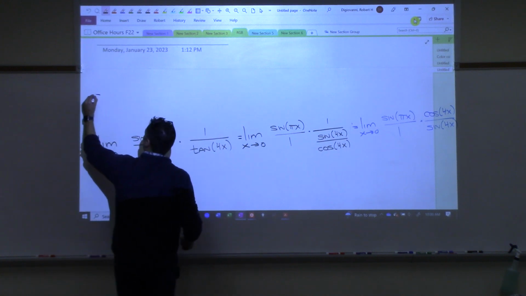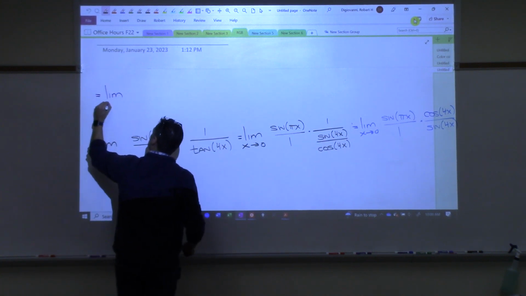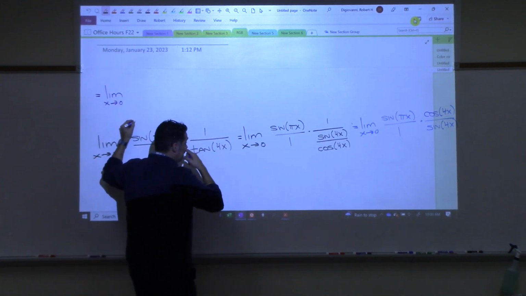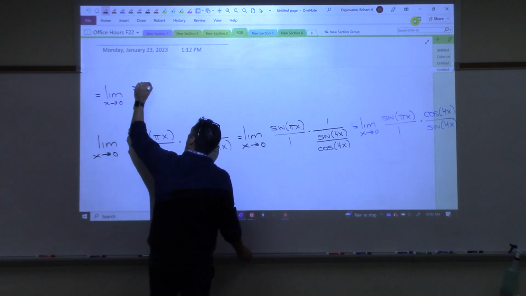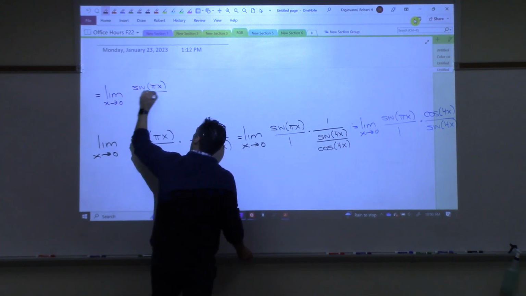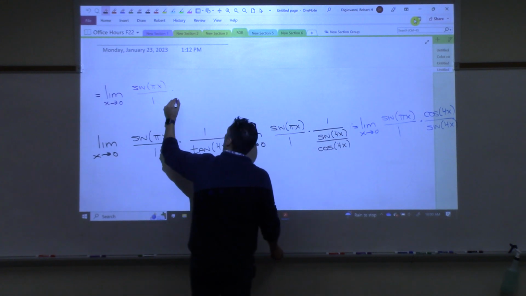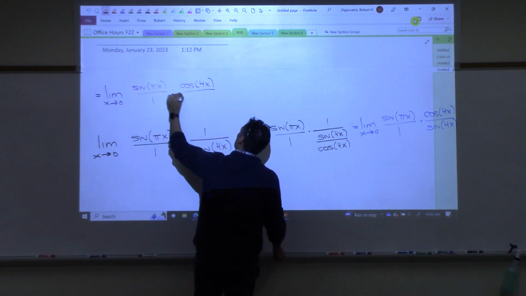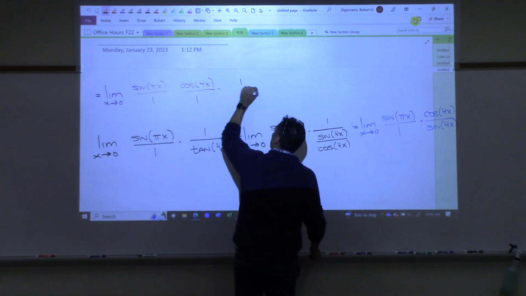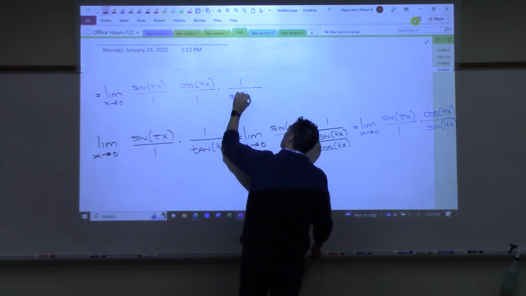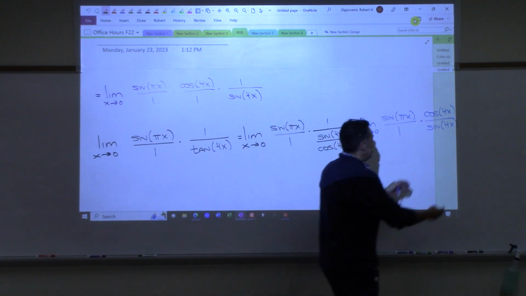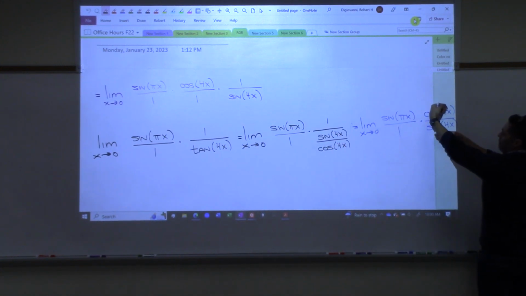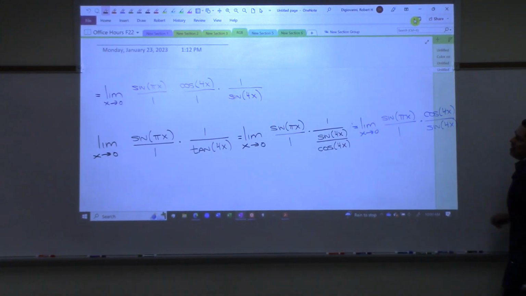I'm going to pull all this stuff apart so I can really focus on one piece at a time. Sine pi x over 1 times, let me do the cosine 4x first. It doesn't matter which one I do. I could have done the 1 over sine 4x, but okay. So I've just taken these two. I've left the cosine 4x there, and I pulled the sine 4x to the side. But that's the same problem, right? It's the original problem, just rewritten in a different way.